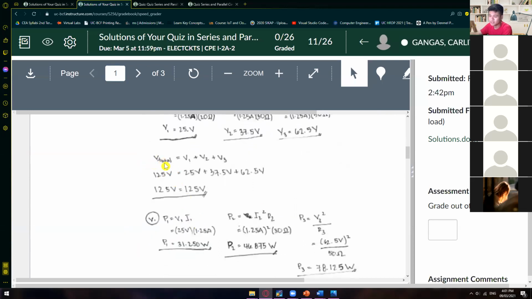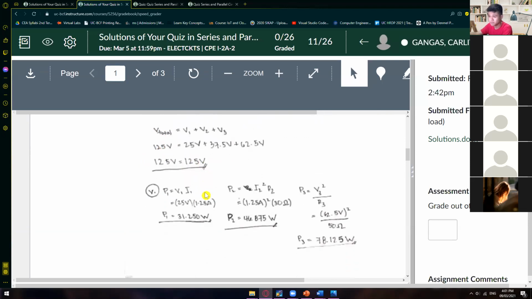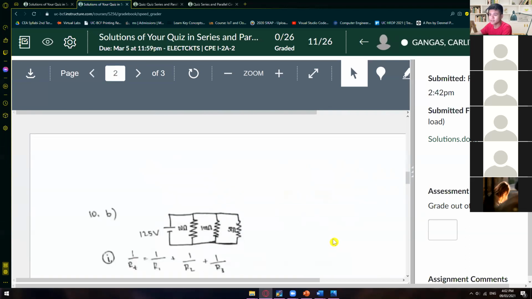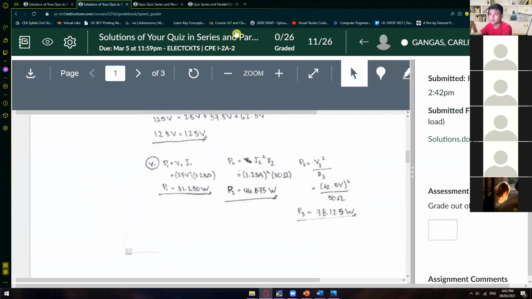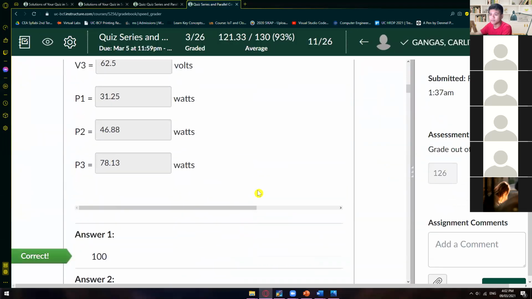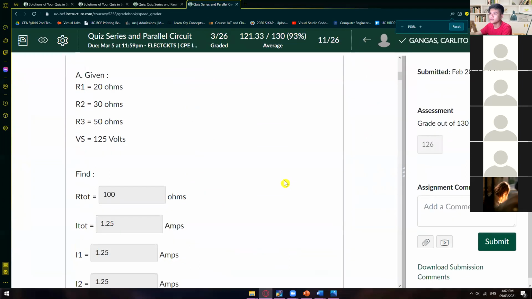So I guess I didn't ask this one anyway. Maybe he included this one as part of his solution. And then for the power, you can use I times V, I squared times R, or E squared divided by R. Okay, and then you will get this individual power. So P1 is 31.250 watts, P2 is 46.875, and then P3 is 78.125. All right, and what else? P1, P2, P3. So yeah, that's it for the number one.